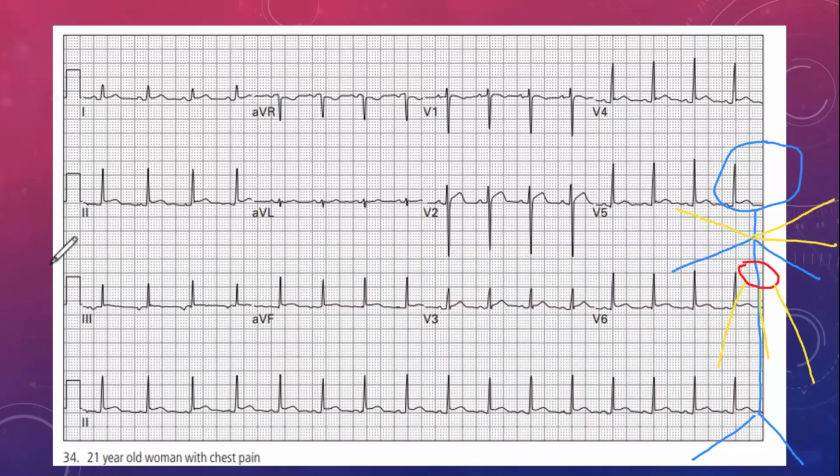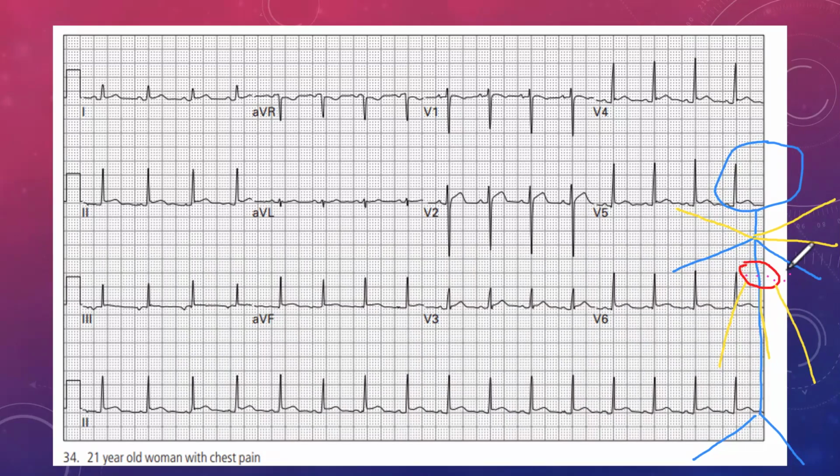Let's put it in another color here. So let's make it a nice pink. So we've got V1, V2, V3, V4, V5, and V6, all right? So just a basic understanding. So what we're looking at is if we have ST elevations in leads 2, 3, and AVF, how do we say that this is a myocardial infarct?